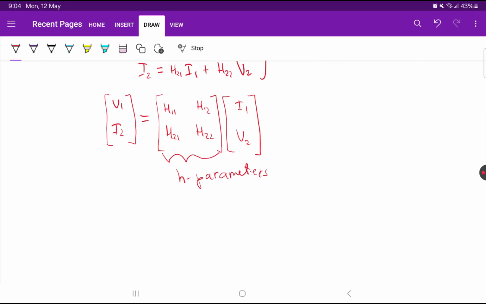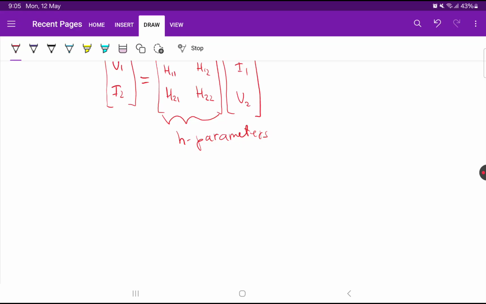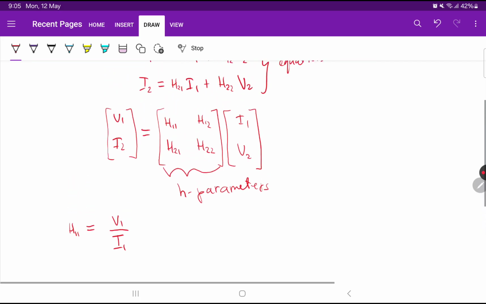Now, how do we calculate those parameters, H11, H12, H21, and H22? The parameters can be determined by these formulas. For H11, it will be just equal to V1 over I1. So take note of this.